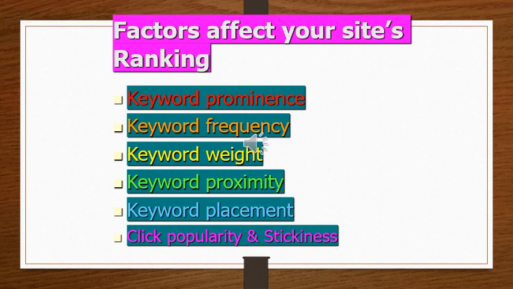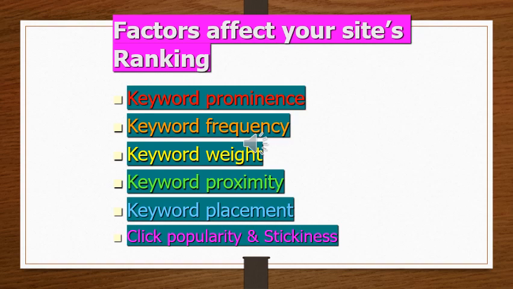The second one is keyword frequency. Search engines may determine your site popularity by checking how frequently the keyword or phrase appears on the page. If the keyword is Bayero University Kano, how many times do you see Bayero University Kano on the BUK website? And if the keyword is BUK, how many times do you see BUK on the BUK website?